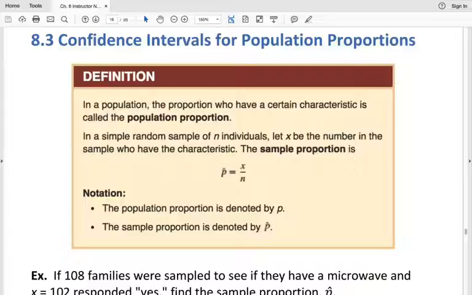Now, for just a little bit more notation here, here's what we've got. The population proportion is just represented by p, no hat, but the sample proportion is represented by p hat. And often, for our purposes, we're going to be using p hat, this sample proportion, to estimate the population proportion p. So when you see a p by itself, we're talking about the whole population, but when you see the p hat, that's when we're talking about the sample.